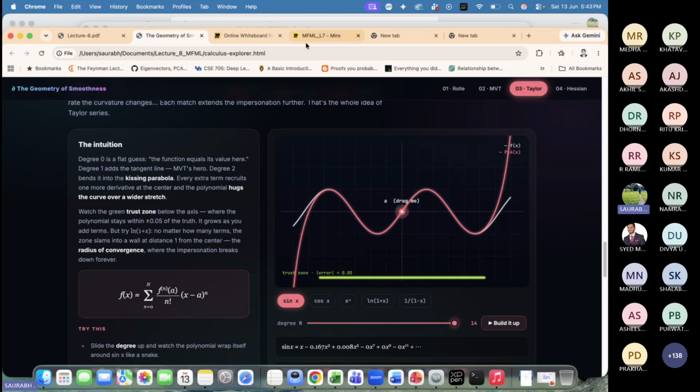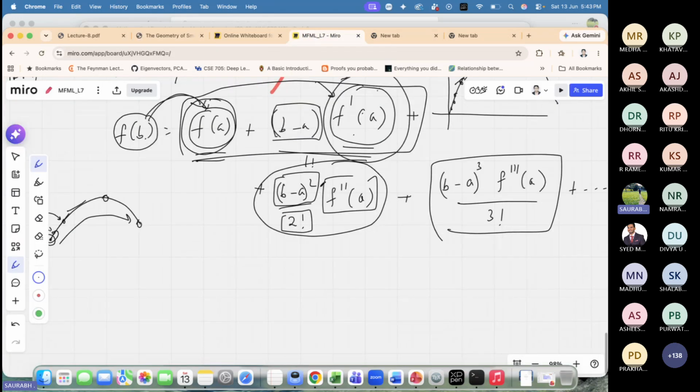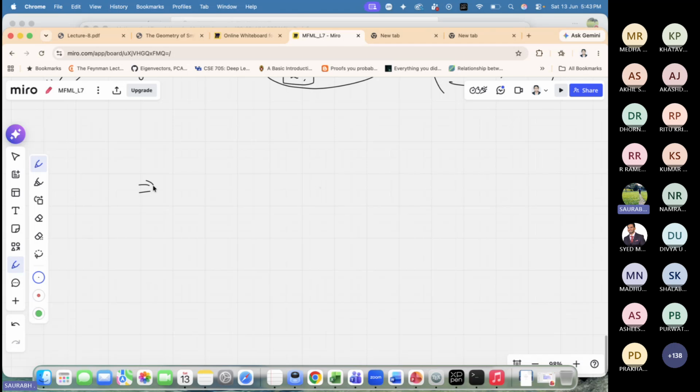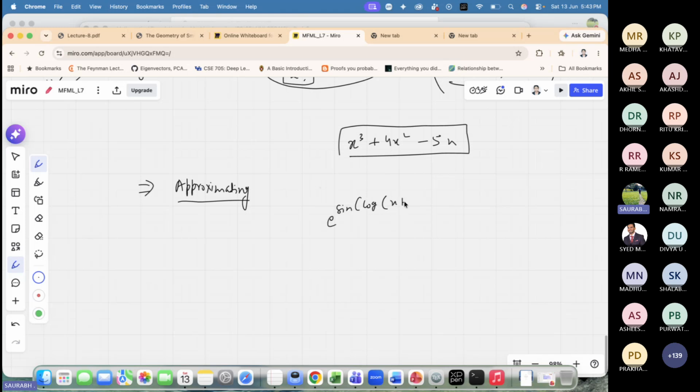Now Taylor series is important again, and just give me 10 more minutes, and then I'll come back to all of you for questions. Taylor series is important because this is a good way of approximating functions, approximating values of functions. Now, if your functions are like x cube plus 4x square minus 5x, the polynomial functions like this, it's easier. But think of if your function is e to the power sine log of x plus 1. It's pretty tricky enough, right?